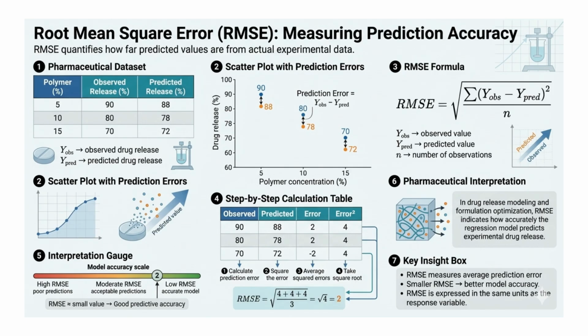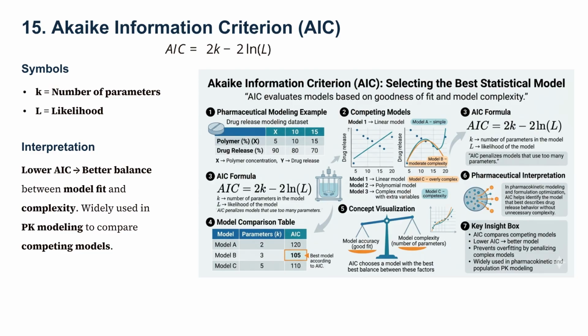The standard error of regression estimates the average distance between the observed data points and the regression line. This is crucial for understanding the uncertainty of predictions. The Akaike Information Criterion, or AIC, balances model fit and complexity. A lower AIC indicates a better balance, making it widely used in pharmacokinetic modeling to compare competing models.